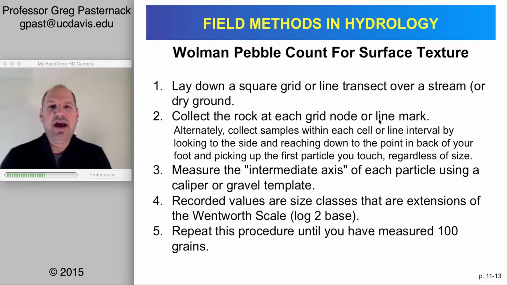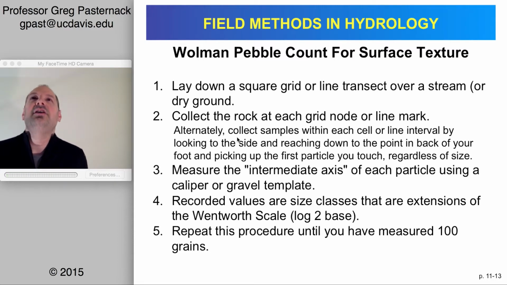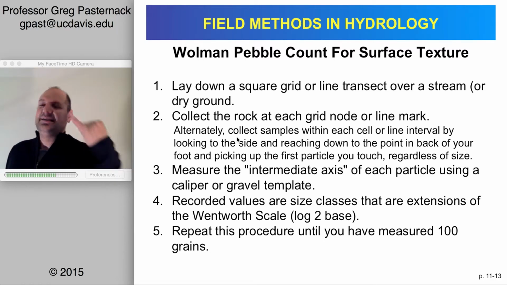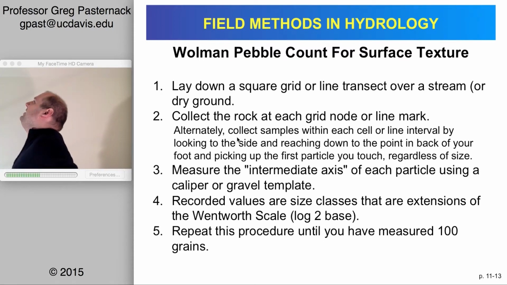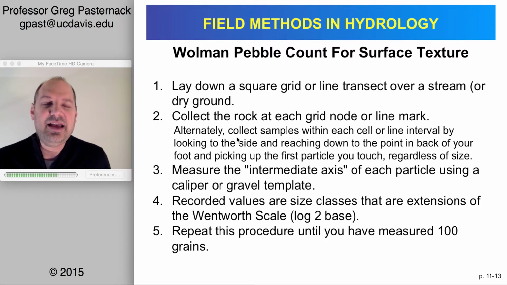So for example, let's say you lay out a 30-meter tape and you say, I'm going to get 1 grain every half meter. So you'd be looking at exactly what grain is hitting the line of the tape at that half-meter mark. Alternatively, you can roughly go to that interval, then close your eyes, take your pinky, put it behind you and bend over, and whatever the first particle is that your pinky hits, take that regardless of its size, pick it up and analyze it.